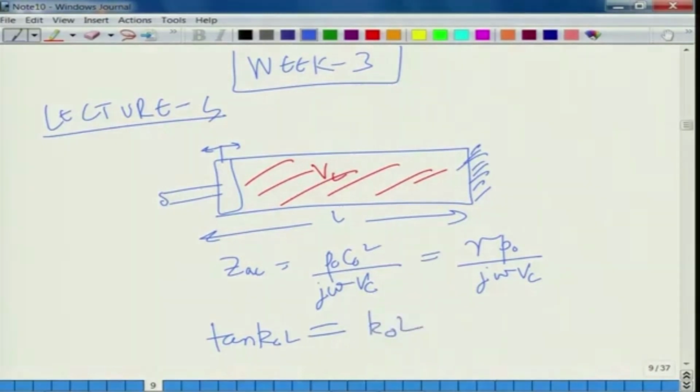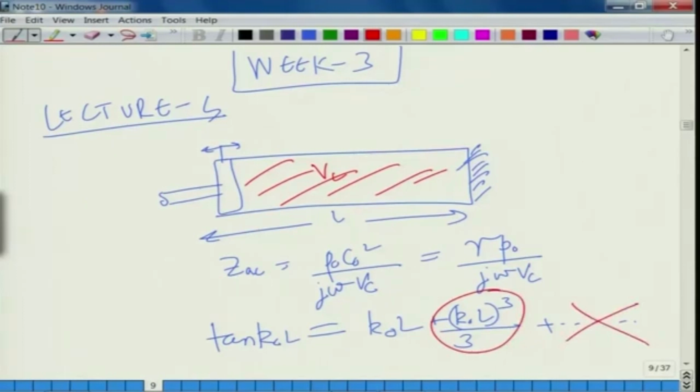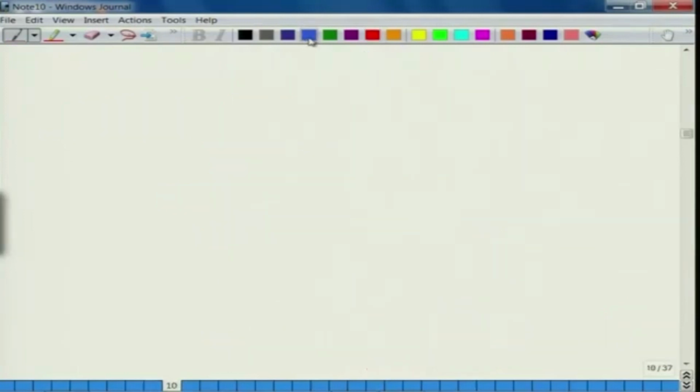With this approximation we derive this expression, but if you recall, tan K naught L also has the term plus K naught L cube by 3 plus so on. So, how about if we retain this term and neglect the higher order terms? Let us retain the underlying terms in the expression and see what happens. The reason why I am doing this will soon be evident, and why this is important.